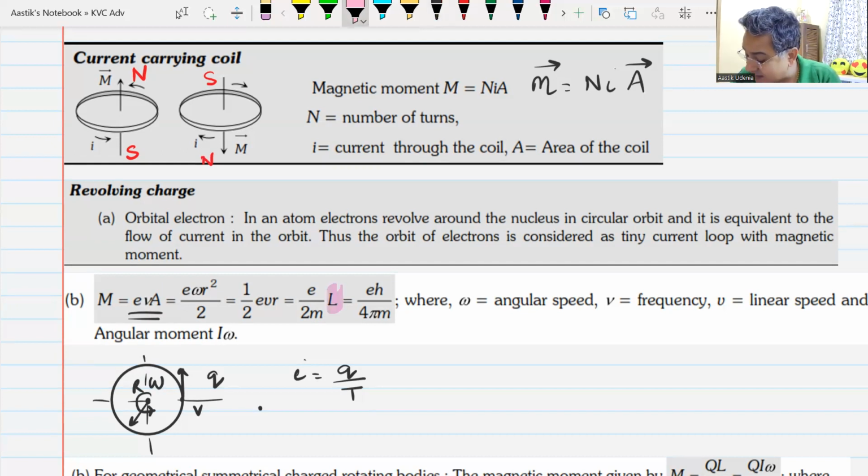This L is the angular momentum, and we will see that if the body is a solid body, you can find the magnetic moment of that solid body by multiplying e by 2m, or charge by 2m, multiplied by the angular momentum. Angular momentum. Do we understand this formula? Yes, sir. I'll give you 2 minutes to note it down.